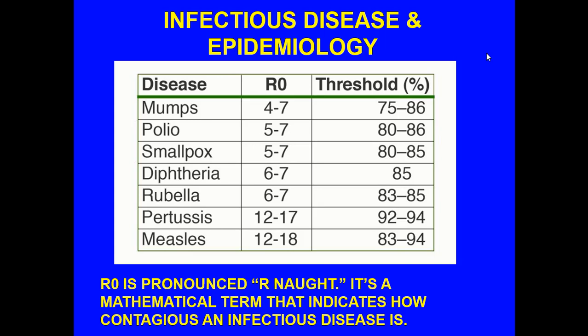Now, you see the threshold percentage? That's basically the herd immunity there. For you to really be able to quench an outbreak of, let's say, mumps, polio, etc., you've got to have somewhere in the range of 75 to 86% of the population vaccinated against mumps, 80 to 86 for polio, smallpox, 80 to 85, diphtheria, 85, rubella, 83 to 85, and look at pertussis, 92 to 94%. Measles, 83 to 94%.